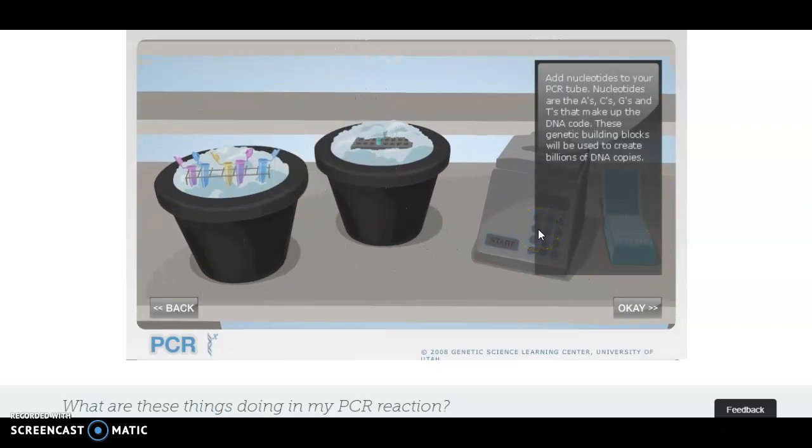Okay, next thing we need to do is add nucleotides to the PCR tube. Why do you think we need nucleotides? What are nucleotides? Remember, nucleotides are the building blocks of DNA. So if we're going to build a bunch of DNA, imagine like we had Lego pieces and we wanted to build a big castle. Well, in order to build a castle, even if you have the instructions, you still need the Lego bricks to build the castle. So this is kind of the same thing. Nucleotides are our Lego bricks to build our specific sequence that we need. So we need billions of DNA nucleotides to make billions of DNA copies.